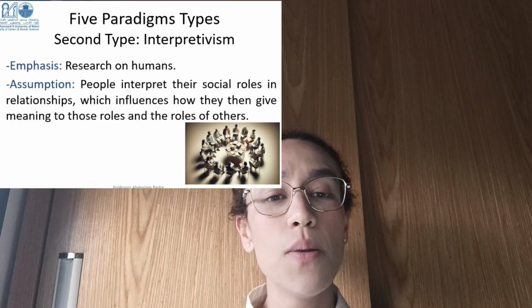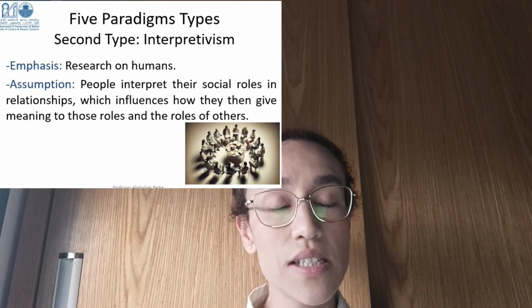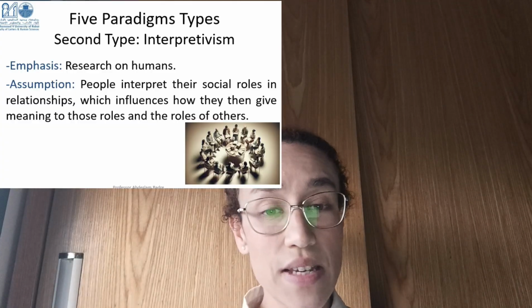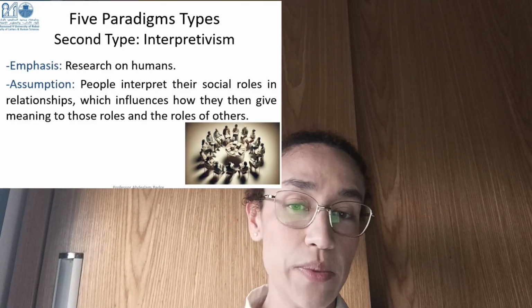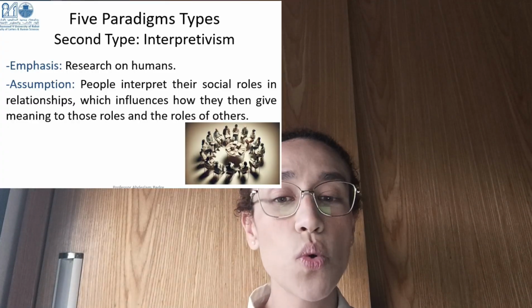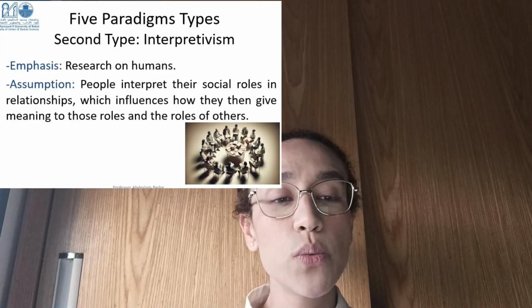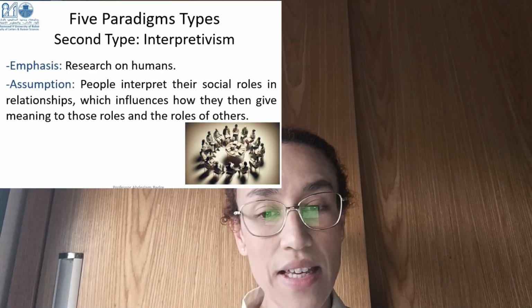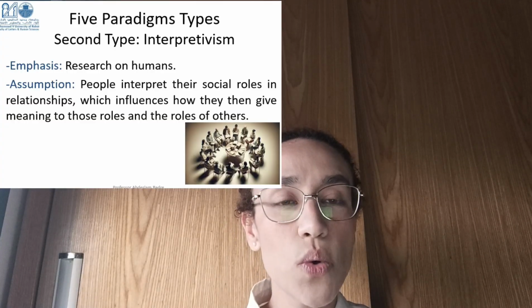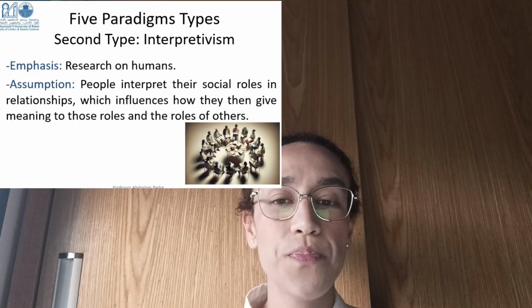The second type is interpretivism, and it's the second subsection of epistemology. Its emphasis is on research on humans. Its assumption is that people interpret their social roles in relationship, which influences how they then give meaning to those roles and the roles of others.